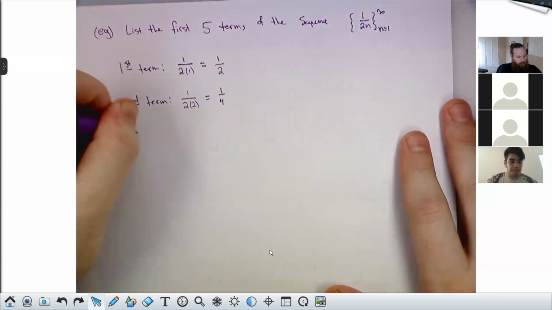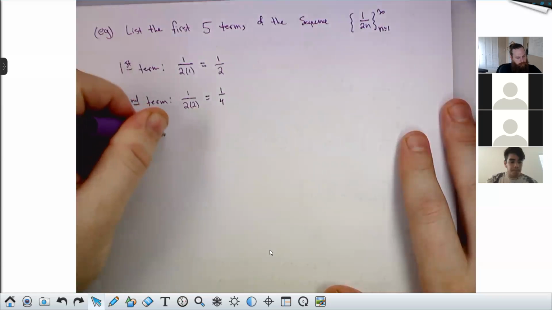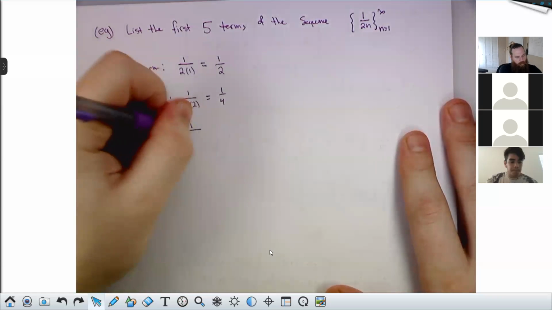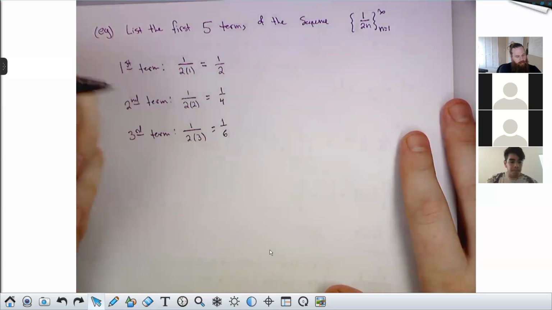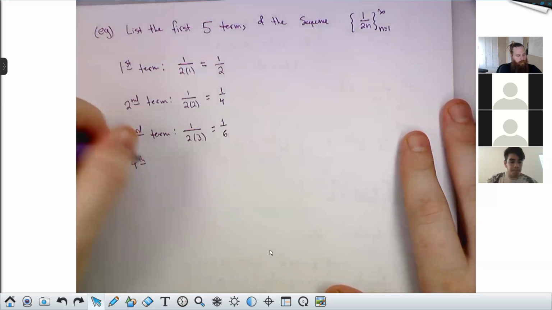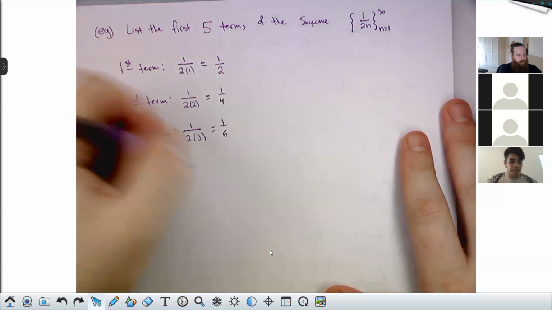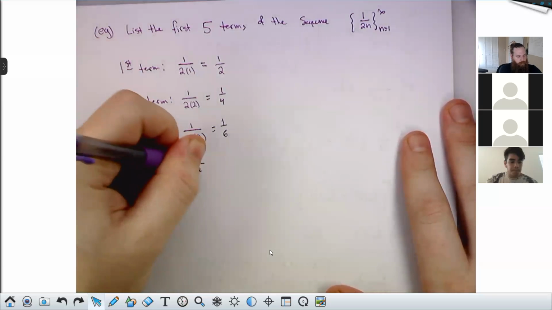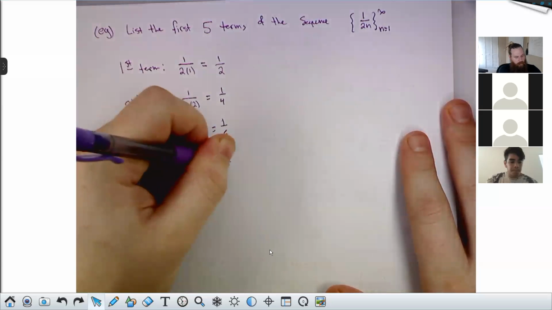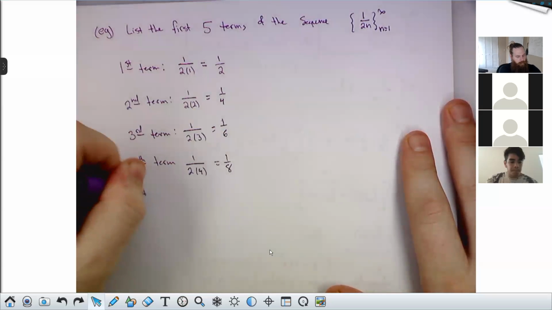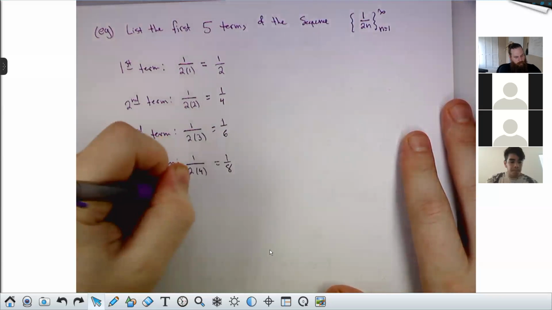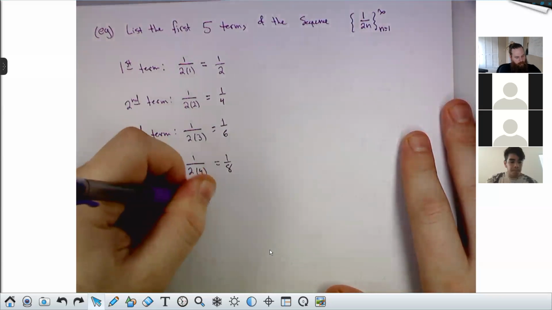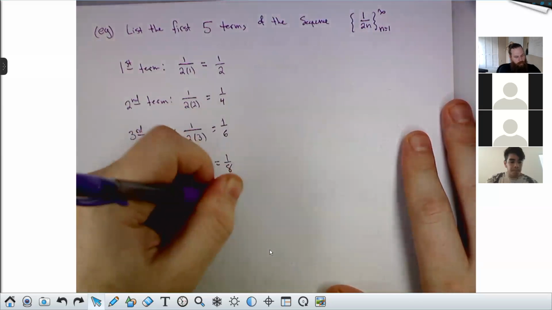The third term would be 1 over 2 times 3, or 1/6. The fourth is 1 over 2 times 4, or 1/8. And the fifth would be 1 over 2 times 5, or 1/10.